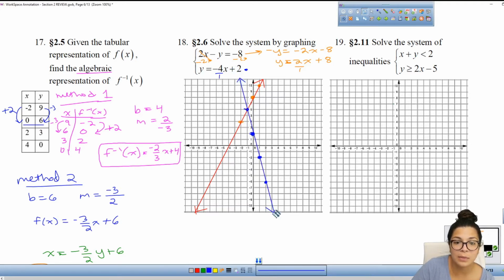Now, this is not the solution to the system, right? This is just the method that I use to solve the system. The solution is the intersection point where the x and the y value is the same for both equations, right? So the solution would be -1, 6.